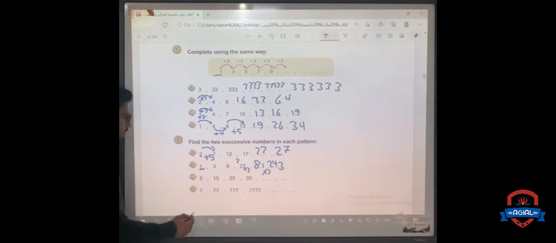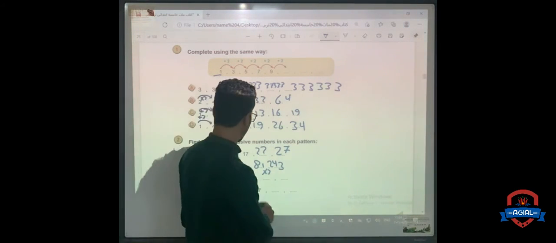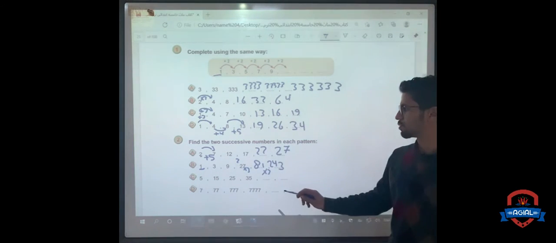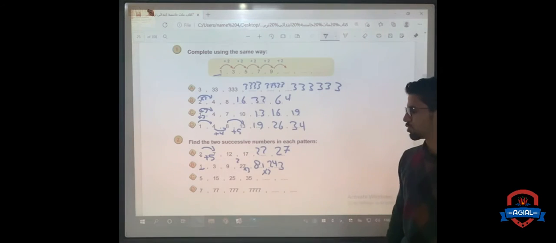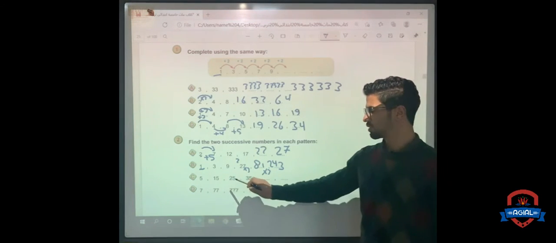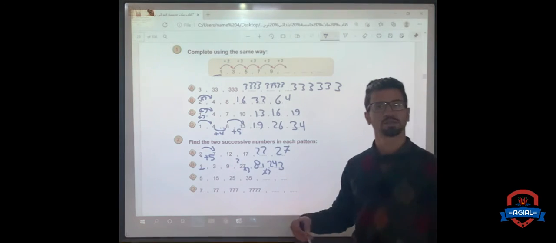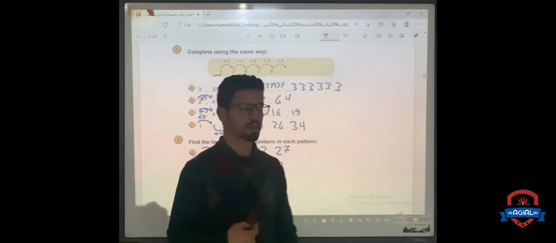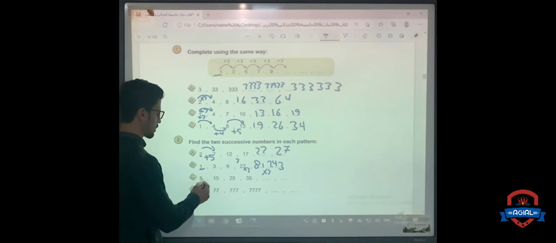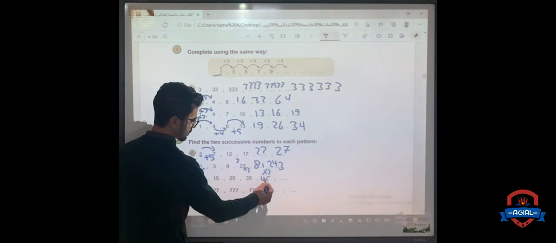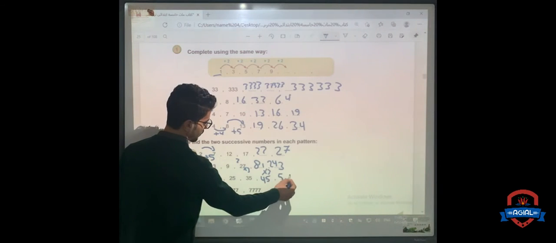And in letter C, we have 5, 15, 25, 35, and we need to find the next two successive numbers. So I think that we add 10. To find the next number, we have to add 10. So we have 45, then 55.